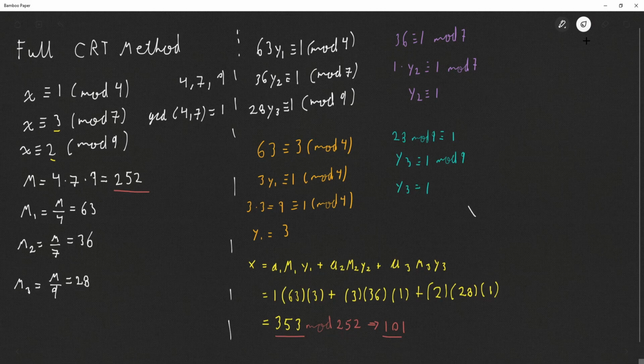So we can write that x is congruent to 101 modulo 252. And this is the unique solution between 0 and 251.